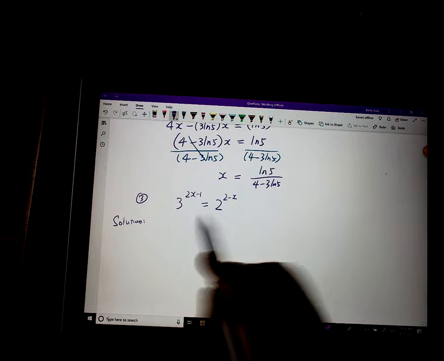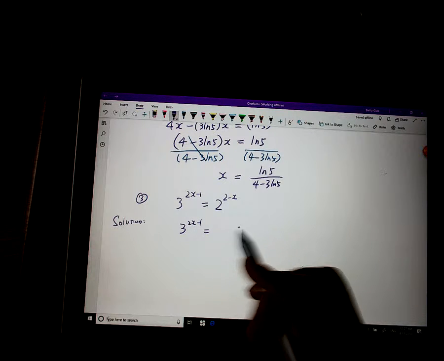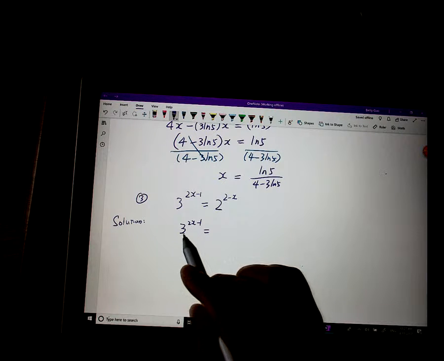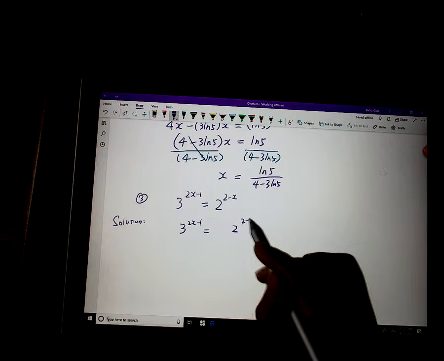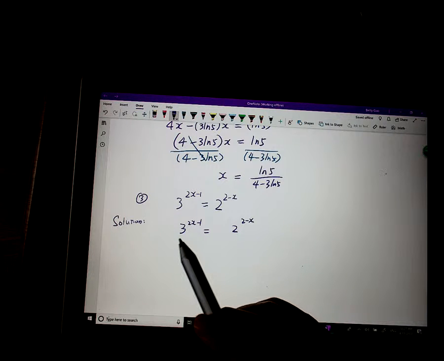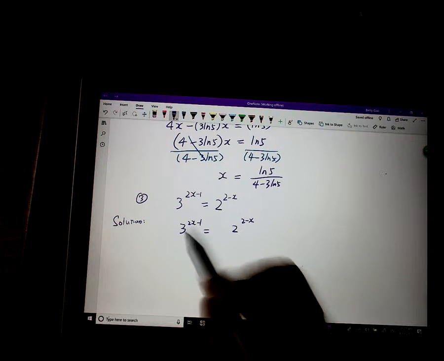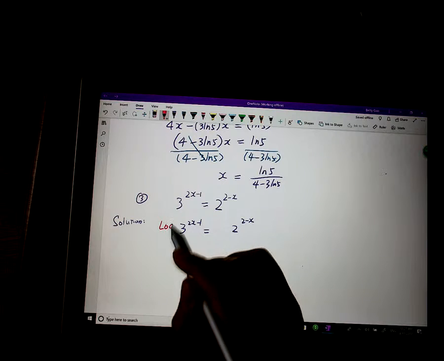So this exponential equation has base 3 on the left and base 2 on the right. Then what kind of logarithm are you going to apply? Common logarithm or natural logarithm? It really doesn't matter in this case. Either way would be okay. In my notes, I applied the natural logarithm. Here in the video, I'm going to apply common logarithm, and you would end up with the same result. I apply common logarithm on both sides.